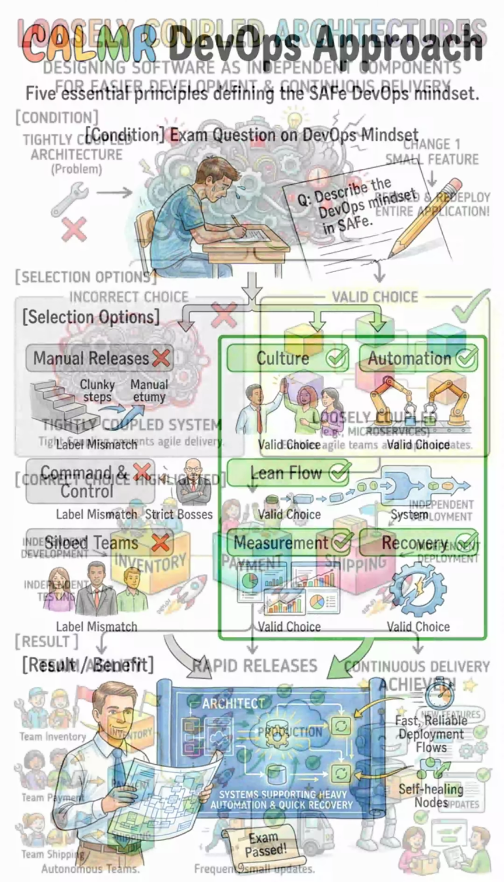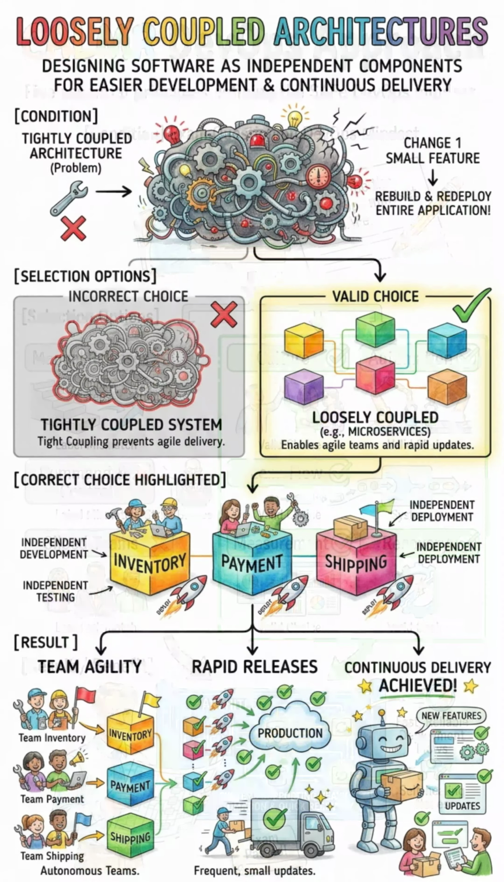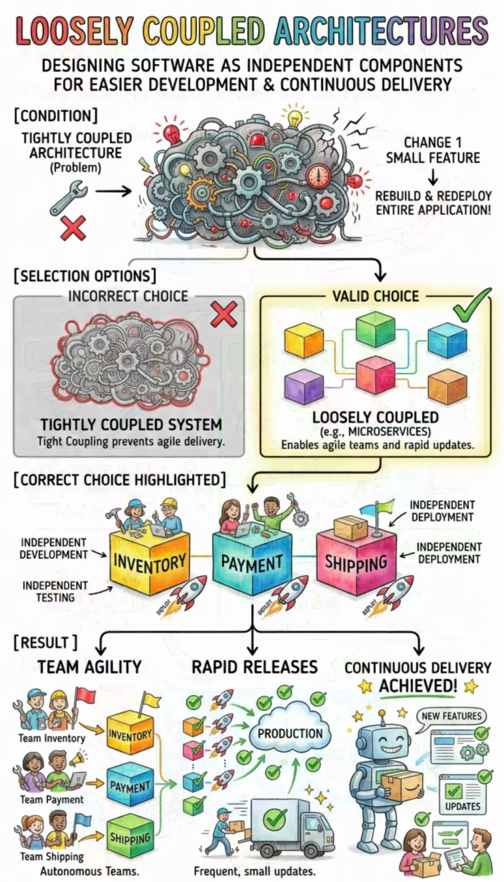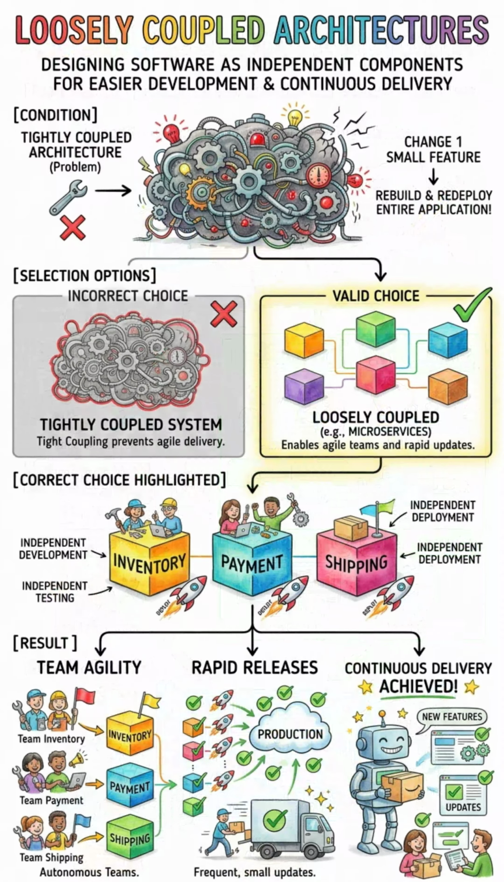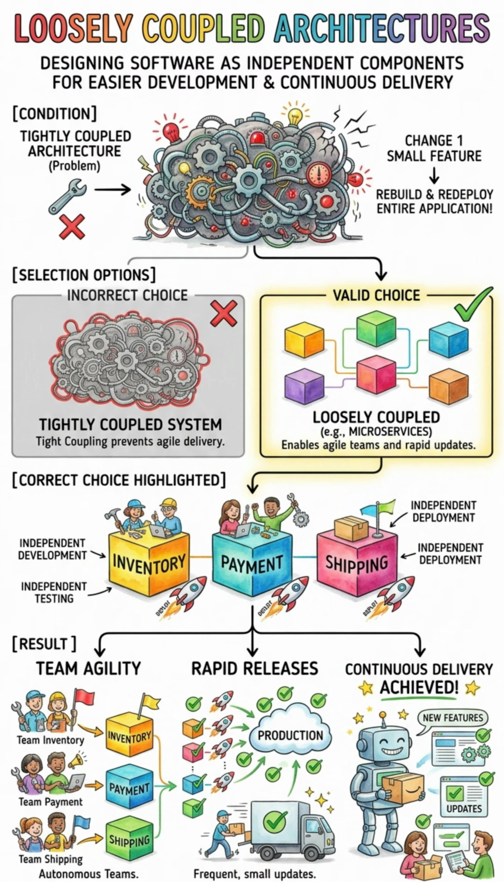One of the biggest technical challenges in continuous delivery is the tight coupling of system components. If changing one small feature requires you to rebuild and redeploy an entire massive application, continuous deployment becomes impossible. The exam will test your ability to advocate for loosely coupled architectures, such as microservices, which allow Agile teams to develop, test, and deploy their specific components independently.